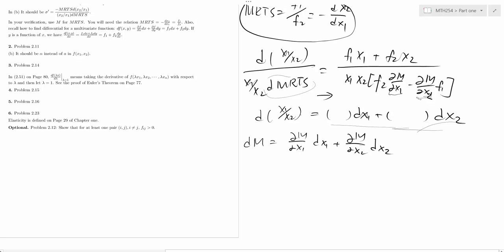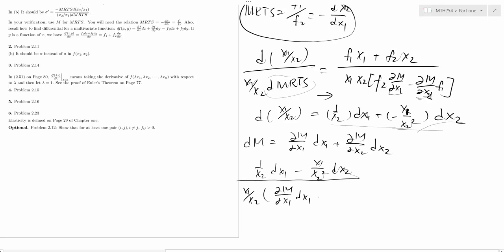Partial derivative with respect to x1, this one over here is simply 1 over x2. With respect to x2, it's going to be negative x1 over x2 squared because x1 is considered a constant. So now put them inside, then we have 1 over x2 and dx1 on top, minus x1 over x2 squared and dx2 on top. And then we have over here x1, x2, and then we have partial m partial x1 dx1 plus partial m partial x2 dx2. That's like this. Of course, we knew beforehand this was the right approach.